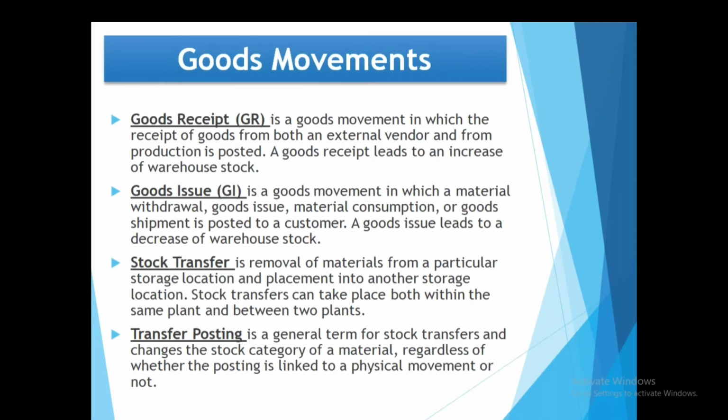Now what are the types of goods movements? There are broadly four types of goods movement. One is goods receipt, second one is goods issue, third one is stock transfer, fourth one is transfer posting. So what is goods receipt? Goods receipt is a goods movement in which the receipt of goods from an external vendor or from production is posted. A goods receipt leads to an increase of warehouse stock. That means here we are receiving the stock, so stock will get increased.